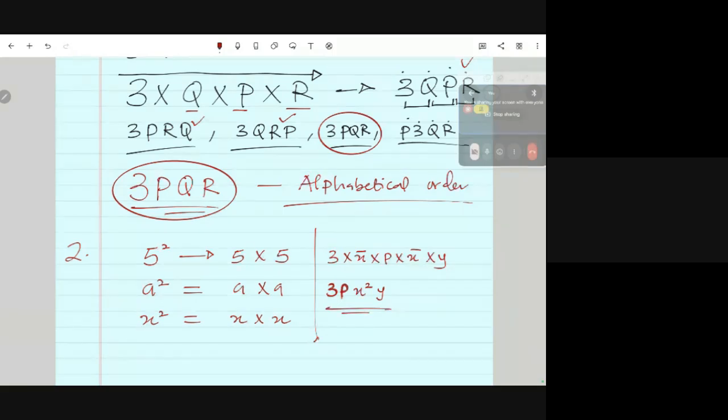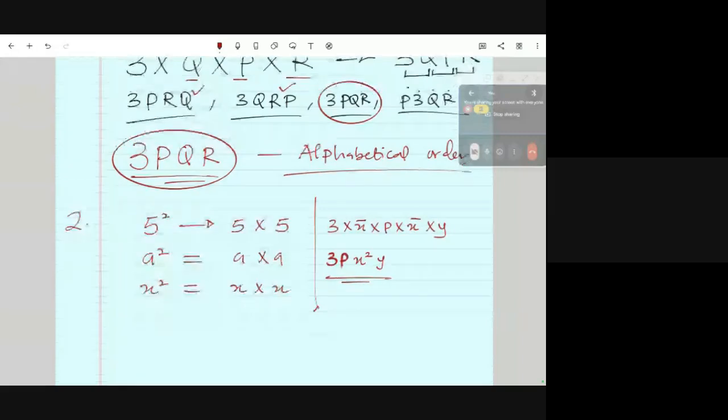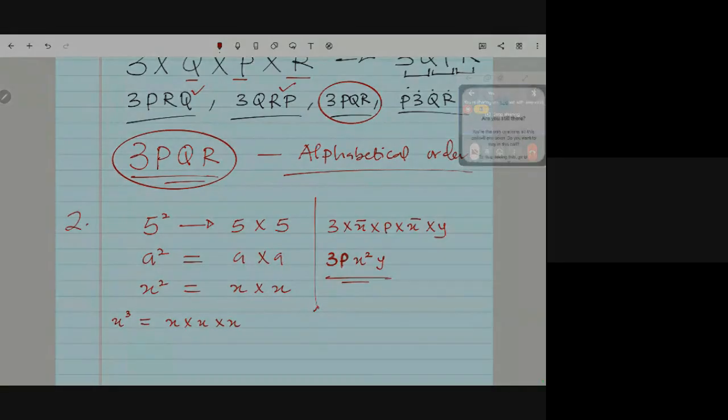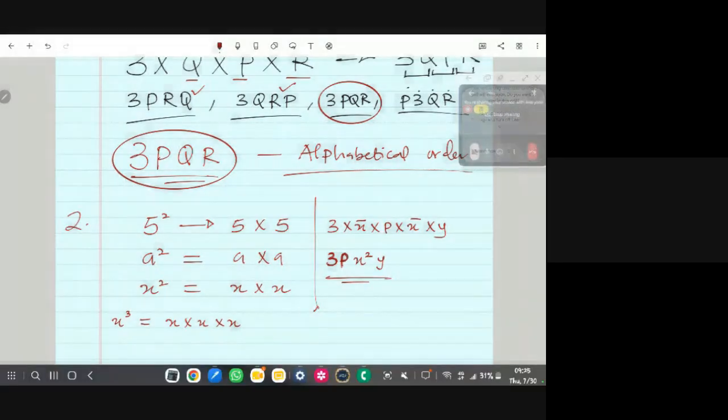You understand this much? Also, x cubed would mean x times x times x. We multiply them. x times x times x, that would be x cubed.